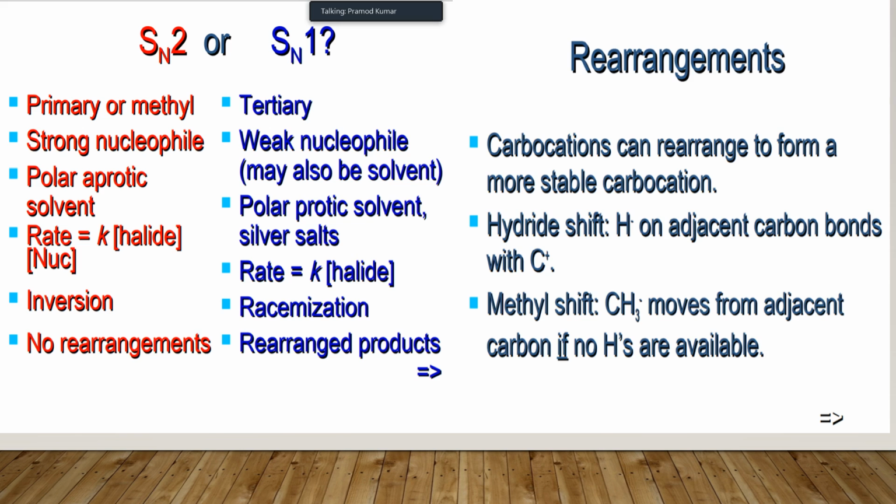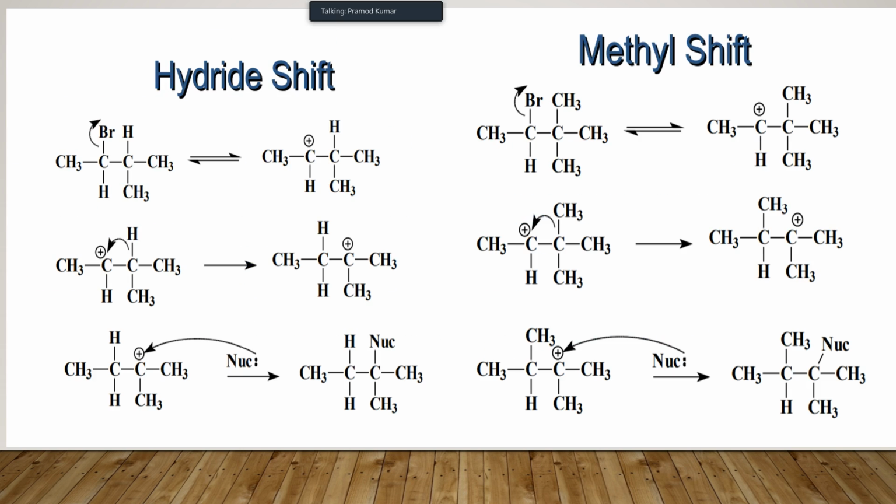Anything which forms a more stable carbocation will be favored over the less stable carbocation. There are two types of rearrangement that can occur, either due to hydride shift, where the hydride ion, H minus, which is adjacent to your carbocation, will migrate. The next one is methyl shift, where the methyl group will move from the adjacent carbon if there are no hydrogens available. So if there are no hydrogens available, then the alkyl group or the methyl group adjacent to that particular carbon will be available for rearrangement. Now let's go one by one.